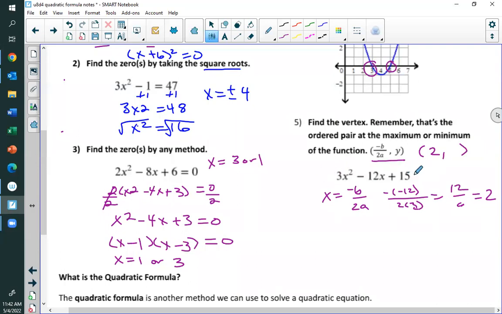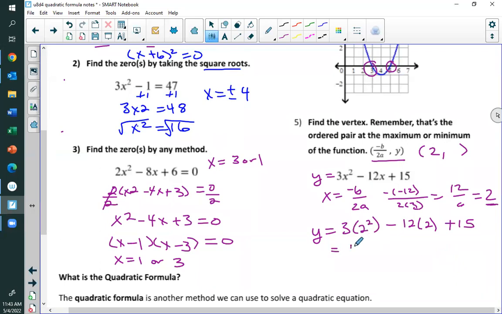So if this whole function is what I'm talking about, this is either the f of x or y. It equals that whole function. I have the value for x, so I'm going to plug it in. So I know y is going to equal whatever all of that equals once I plug in 2. So I have 3 times 2 squared minus 12 times 2 plus 15. I plugged in my x value of 2, any place I saw x in that equation.